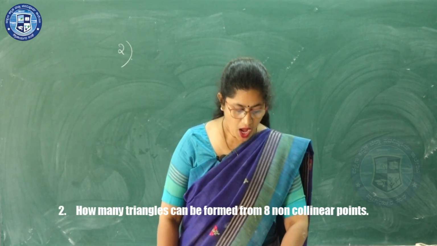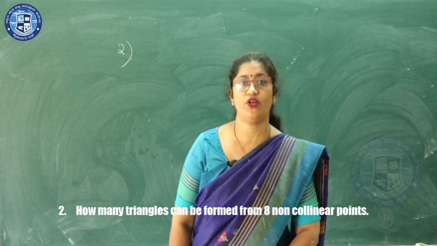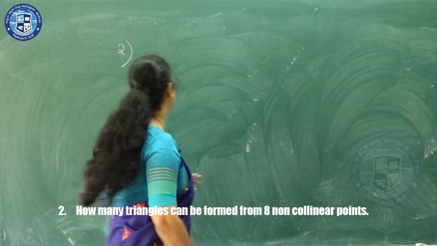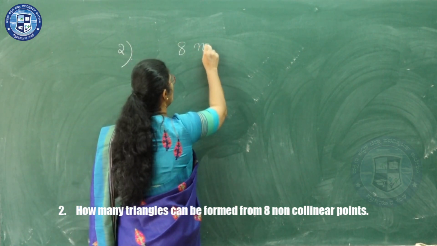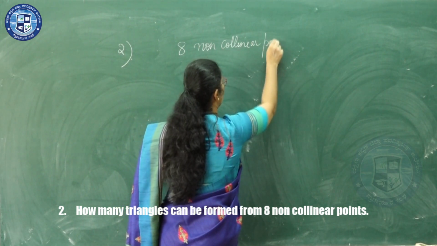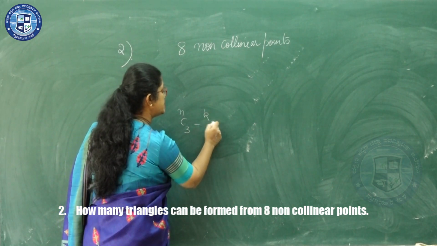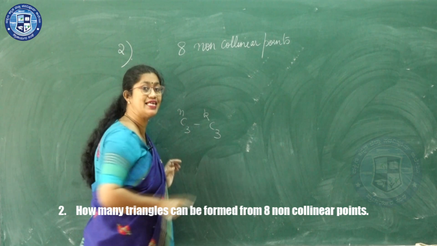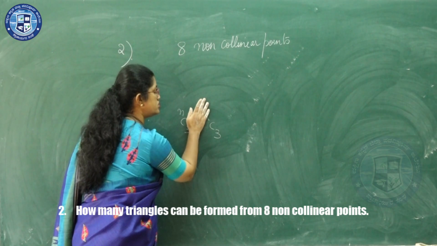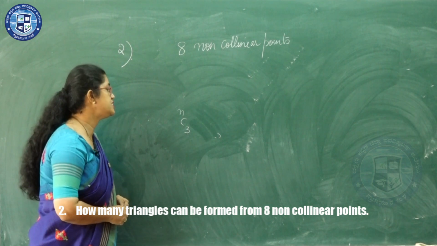Question 2. How many triangles can be formed from 8 non-collinear points? We had discussed a formula for the number of triangles: NC3 minus KC3, where K stands for collinear points. If there are no collinear points, then this subtraction is not there. So then the formula is only NC3.